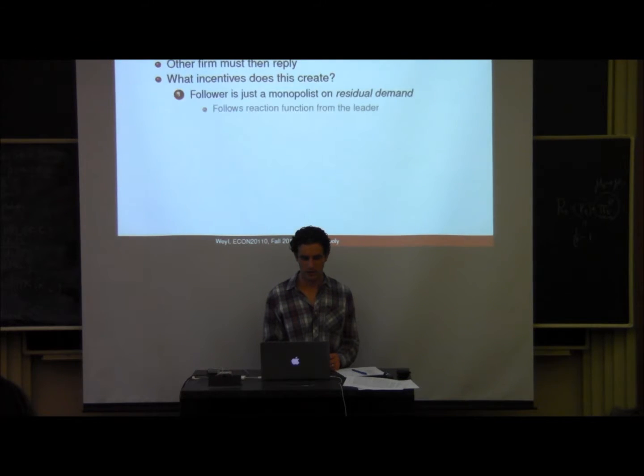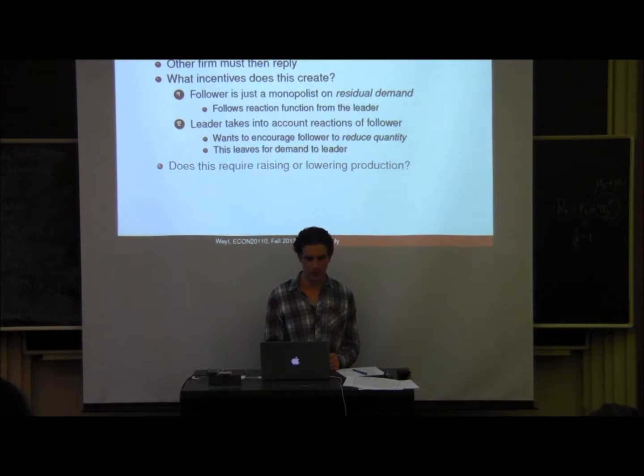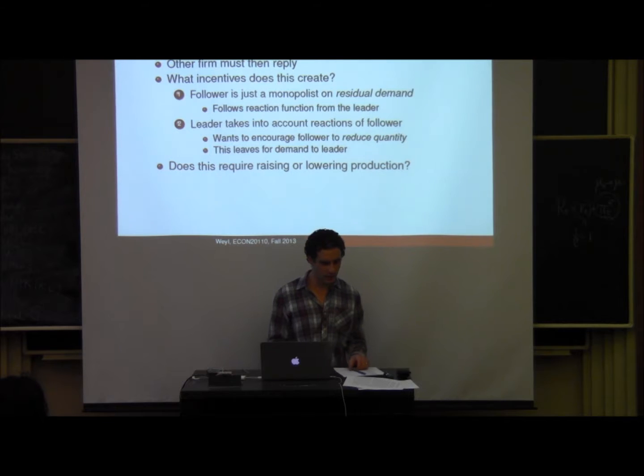Okay. So, the follower is basically just like a monopolist on the residual demand, and therefore the follower's reaction function is going to just follow from whatever the leader does, whereas the leader is going to take into account the reactions of the follower and wants to try to induce the follower to reduce their quantity, because this leaves more demand available for the leader to serve.